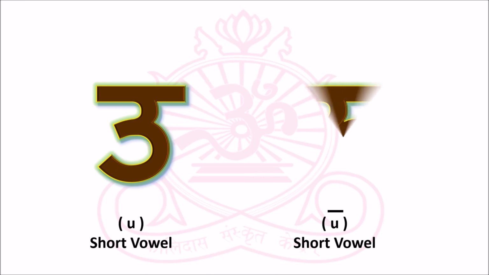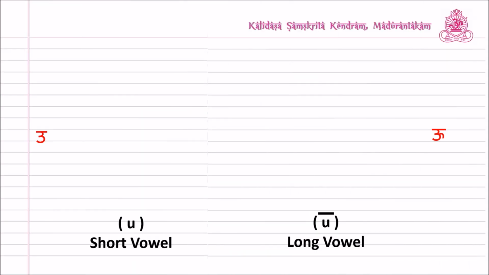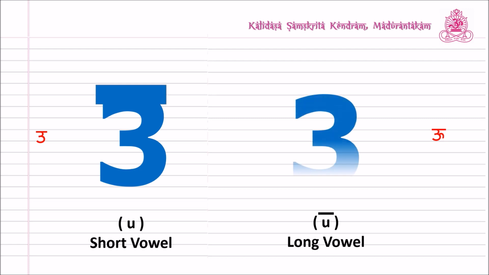U. U is a short vowel. U is a long vowel. See how they are written.